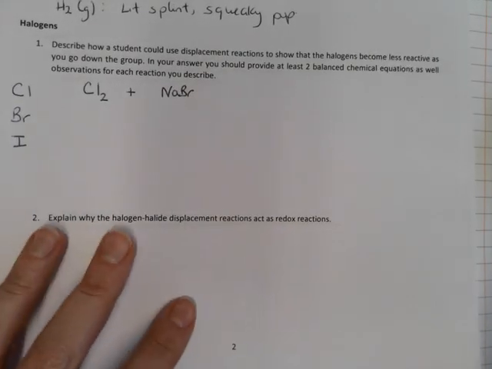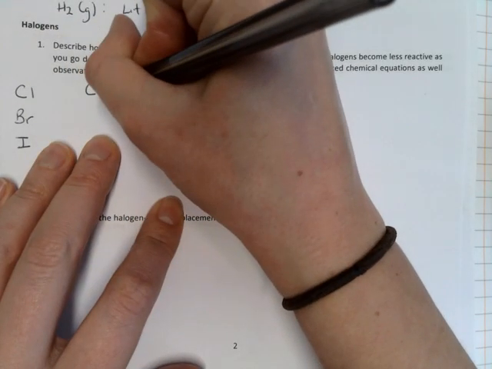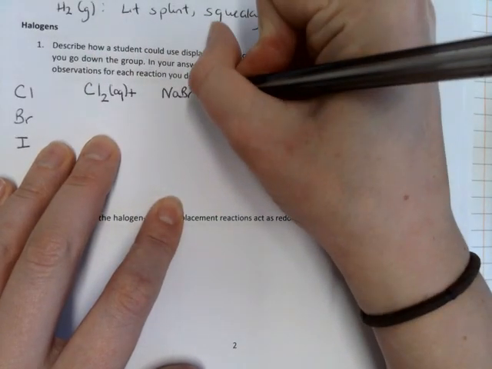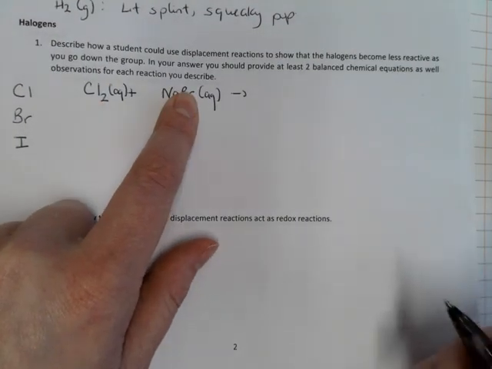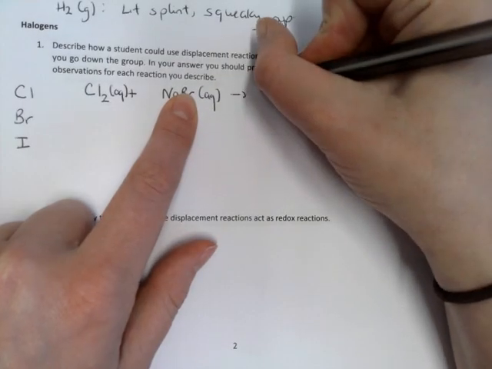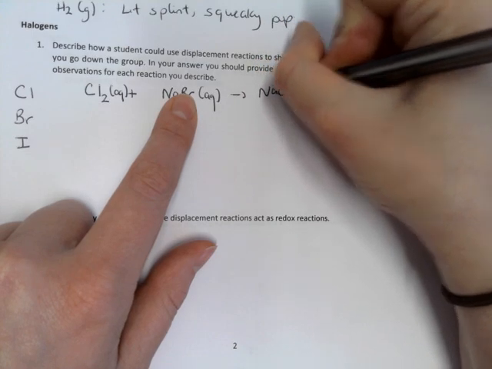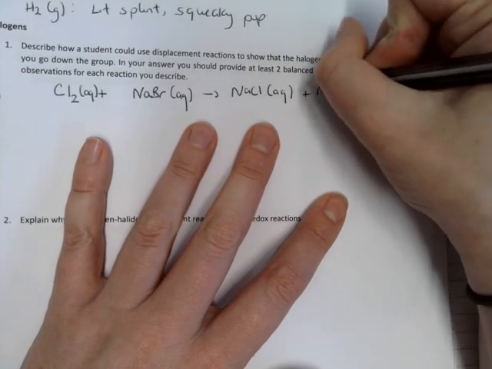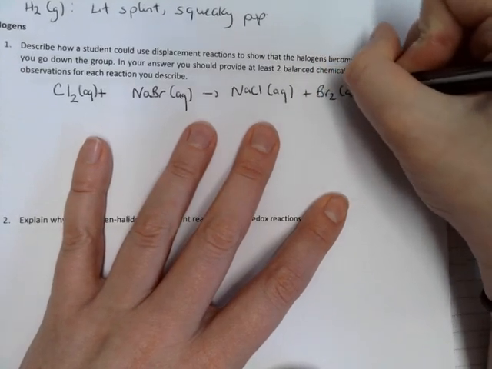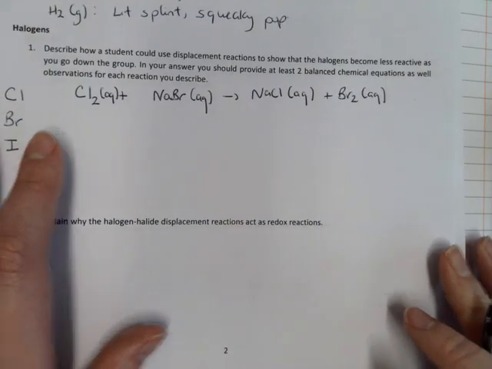Now when I'm doing this, everything is going to be in solution, and that means my state symbol is going to be aq and my state symbol here is going to be aq. And because chlorine is more reactive than bromine, it displaces it. So I form sodium chloride, again it's going to be aq, and I form bromine. Again, it's going to be aq. So that will be my balanced equation.